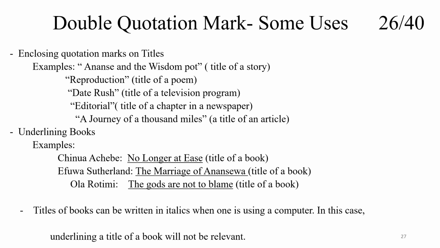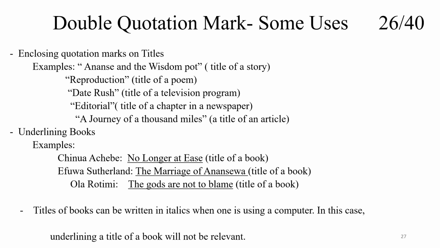But let's look at books. A book which was written by Chinua Achebe, for example. Chinua Achebe is the writer. So the title of the book is No Longer at Ease. If we are writing to distinguish the title of the book from our other words we are using in the sentence, we need to underline the title of the book. Efua Sutherland wrote The Marriage of Anansewa.